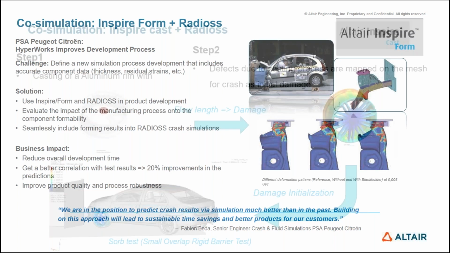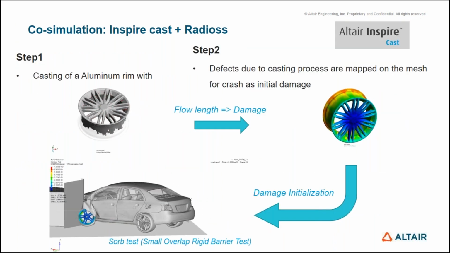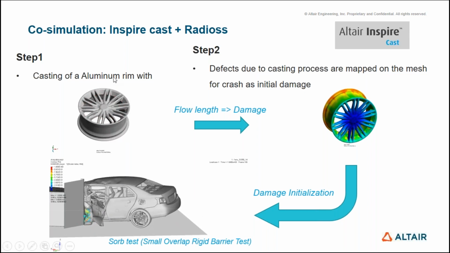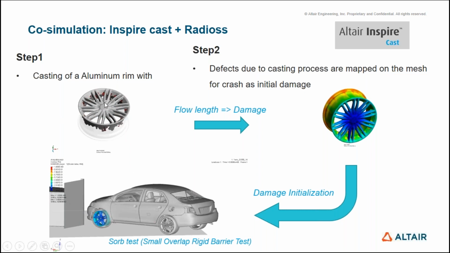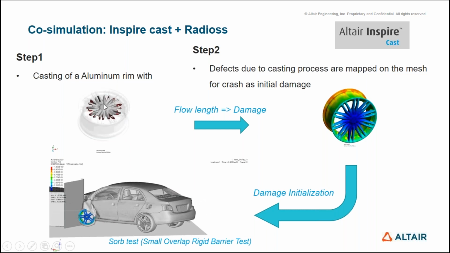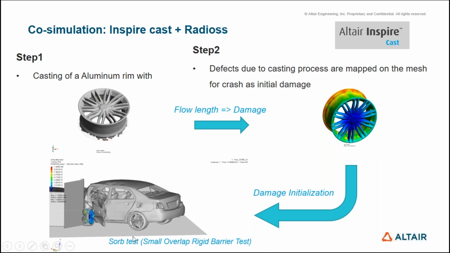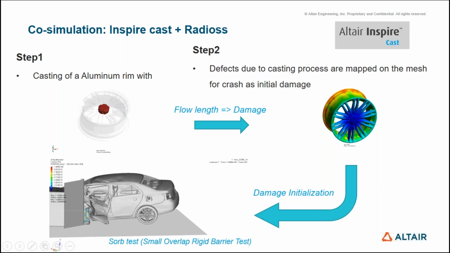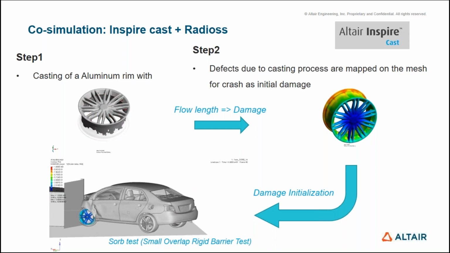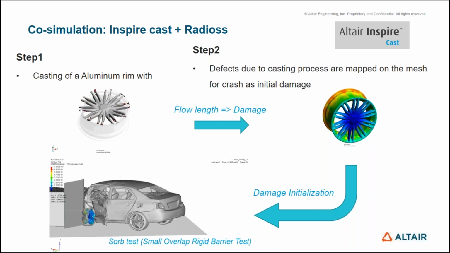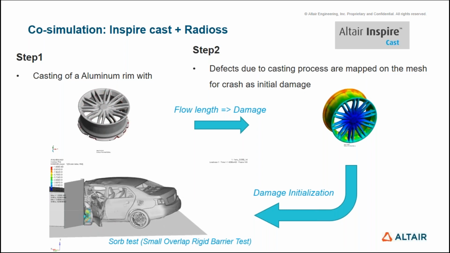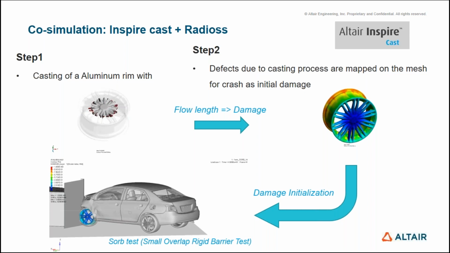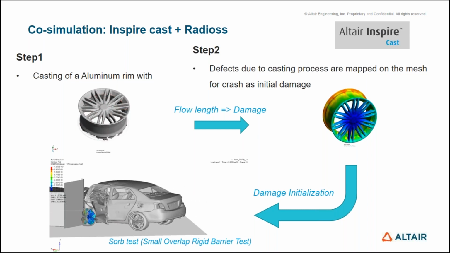The next one is something where we can use this manufacturing simulation data for the casting process. Here you can see a casting of an aluminum rim, where you check or identify the casting defects, and further you are mapping those results for the SORP test. The SORP test is nothing but the small overlap rigid barrier test. So if there is any casting defect identified during the casting process simulation, you then take it into this SORP test. So you are actually considering the correct physics, where you will get the accurate results.